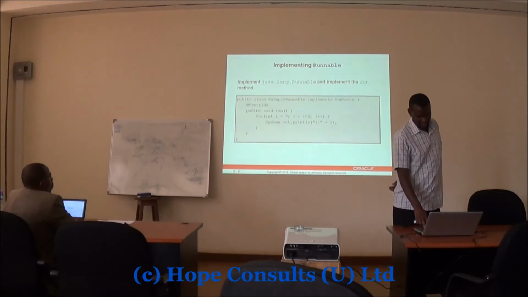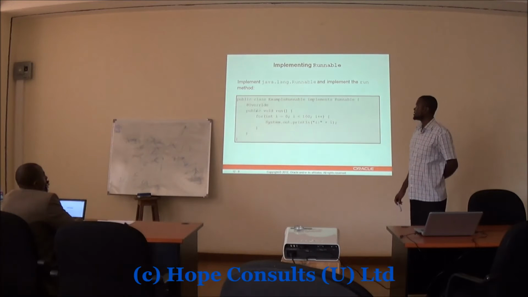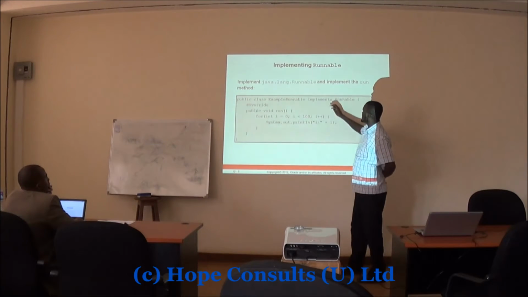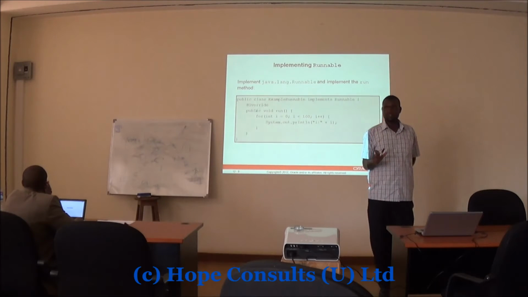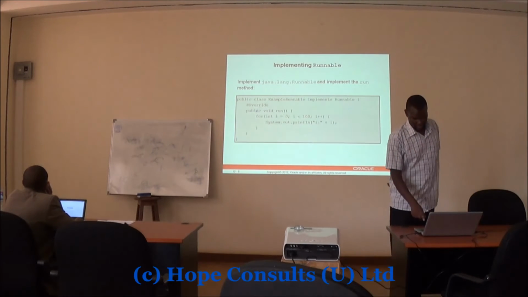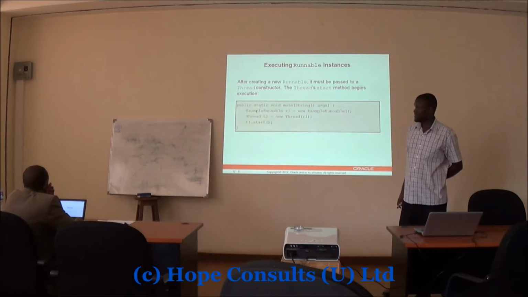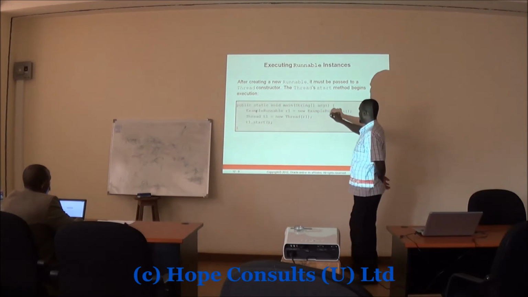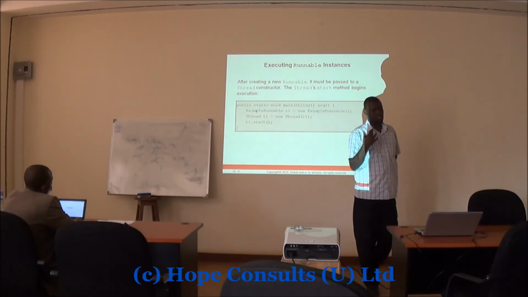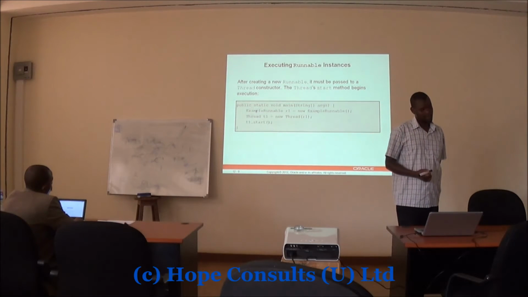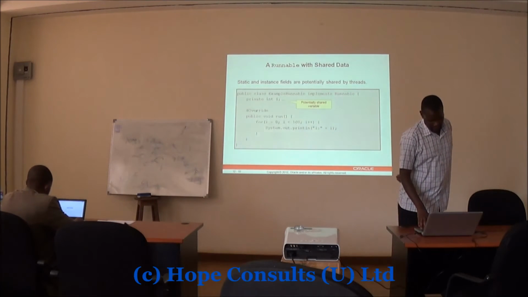So those are the various ways in which we can create threads. This is when we are implementing the Runnable interface. That is the code. We always have the run method as a constant. And this is how you instantiate the Runnable class, then start the thread.